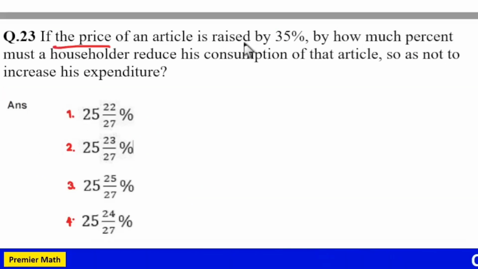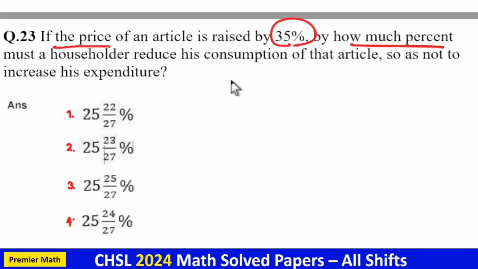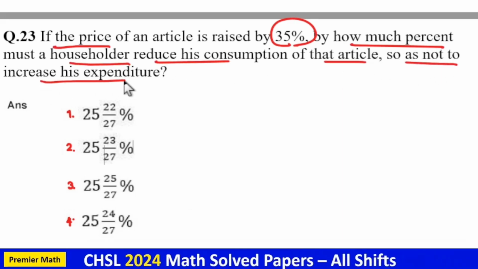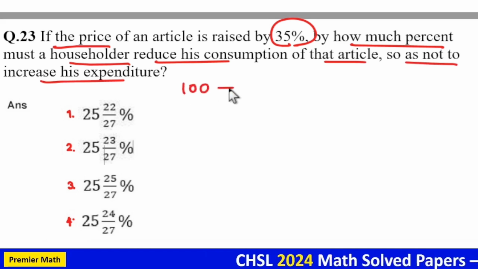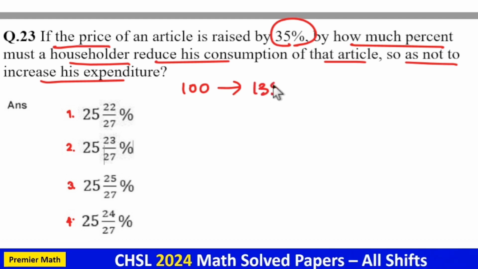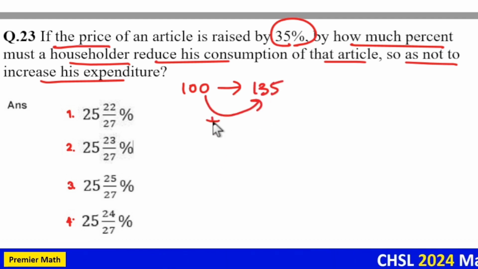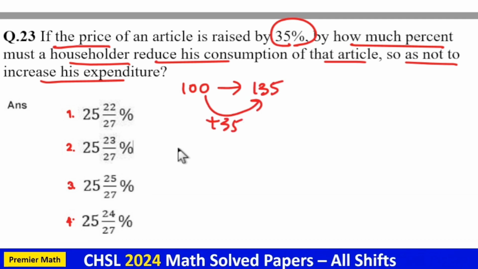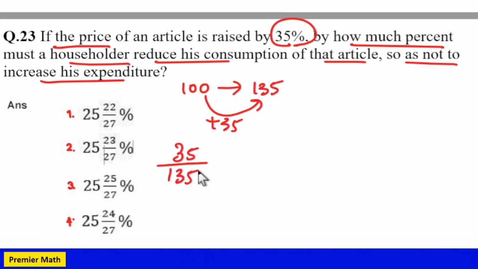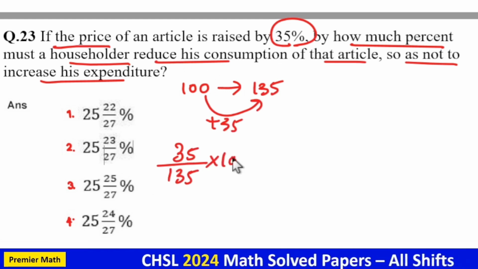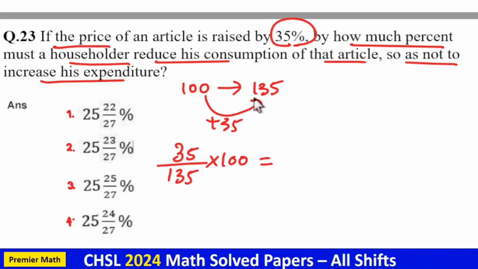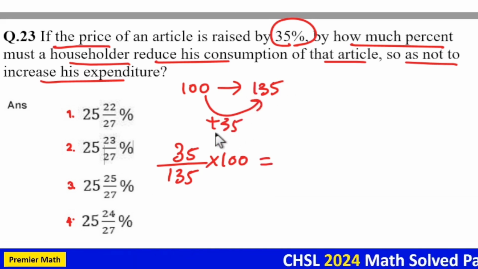If the price of an article is raised by 35%, by how much percentage must a householder reduce his consumption of that article so as not to increase his expenditure? Consider initial rate as 100 rupees. Then it is increased by 35% means final price is 135 rupees. So 35 rupees increment. Now we should reduce this 35 rupees increment from the increased price 135 to maintain the same consumption.